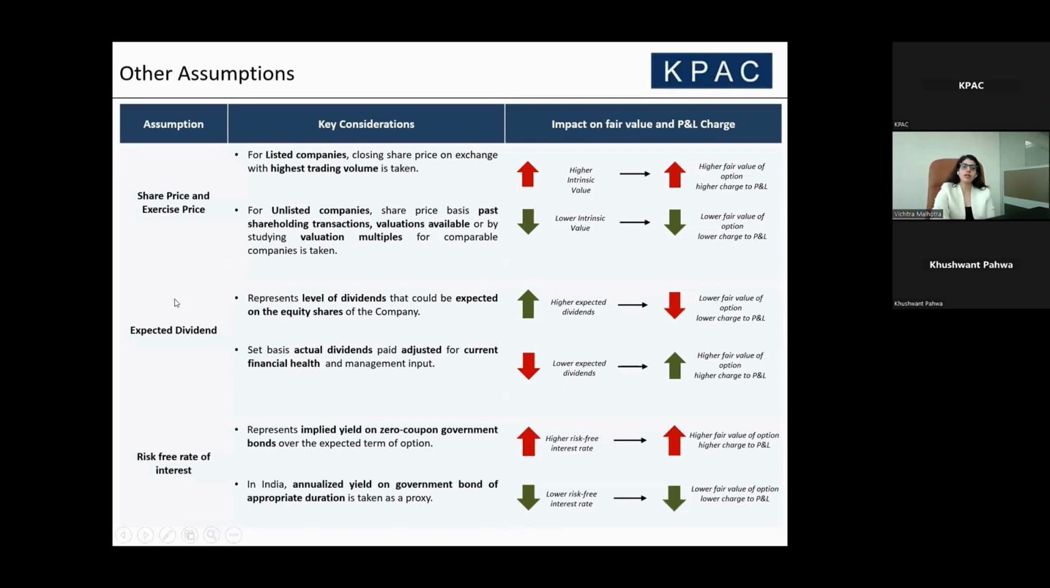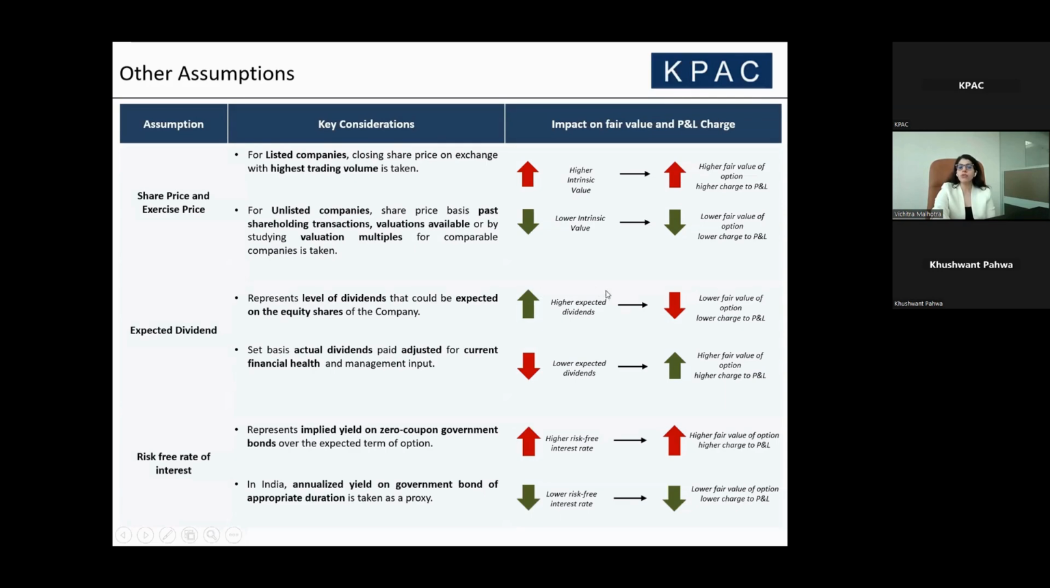The second assumption is expected dividend. This specifically in case of listed companies is relatively an important assumption, and it can change the direction in which your fair value of option is moving. As such, dividend just represents your dividend yield. It's typically set taking into account the actual dividends that you have paid in the past. And of course, adjustments are made for any changes that the management expects may happen over the remaining term of the option. Private companies can also factor this input if they are dividend paying companies or they become dividend paying companies over the course of term of the option.